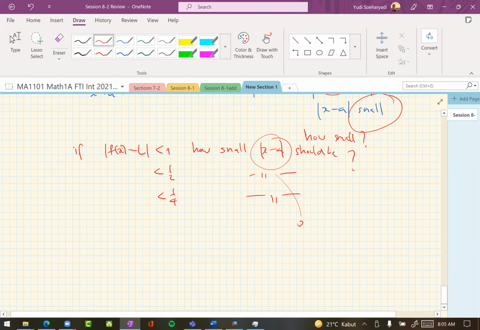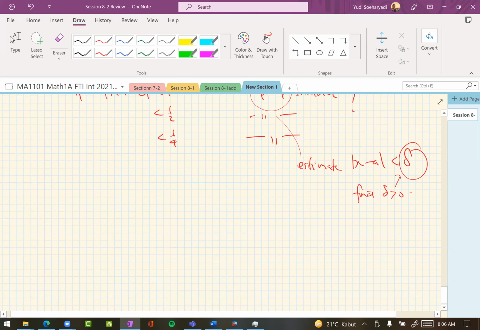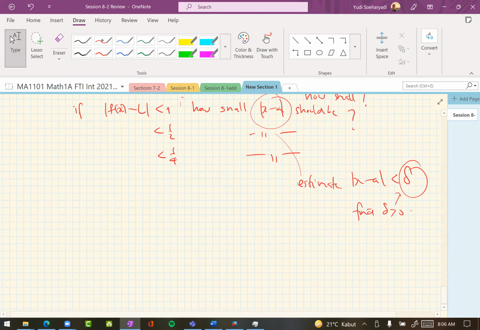Okay, so less than one. We need to determine this number, find this delta. Given this, find x minus a less than what? So that means by these approximations, as error estimations. Okay, let's see a problem example.